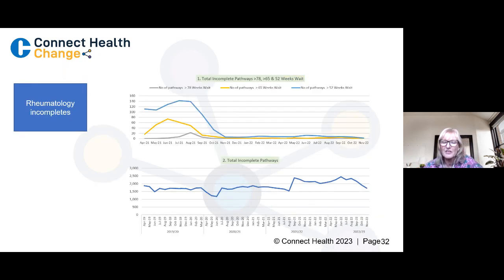And this is the incomplete. So this is the waiting list. So again, you can see good recovery in the 65 weeks. So lots of patients being seen there. Good recovery in the greater than 78 weeks and 52 weeks, probably the biggest impact. But then obviously coming up behind that are all those patients coming through to the service that are still waiting.